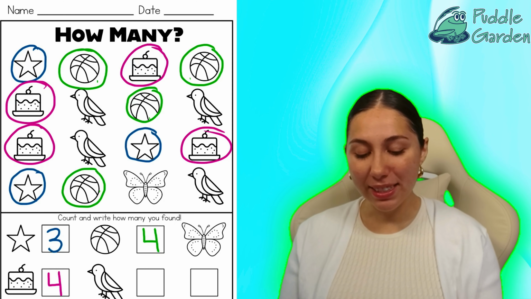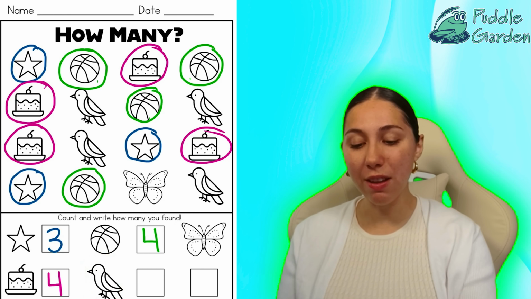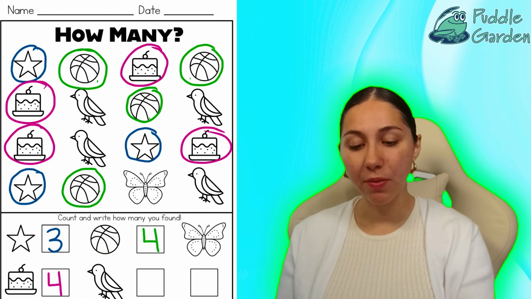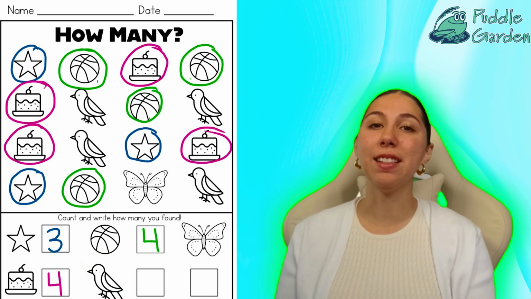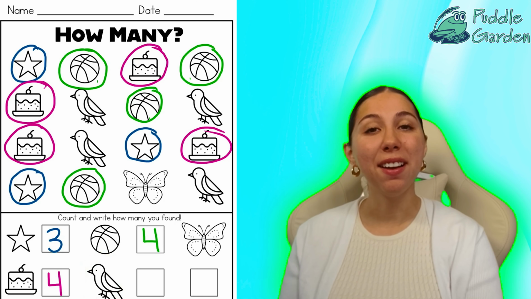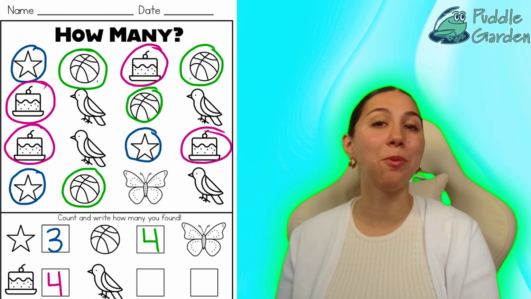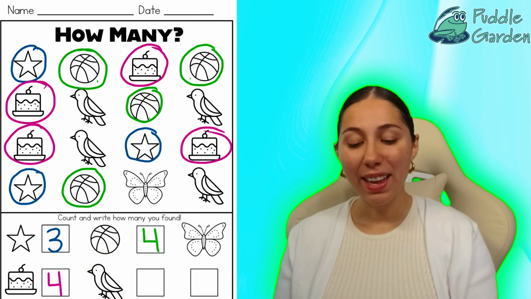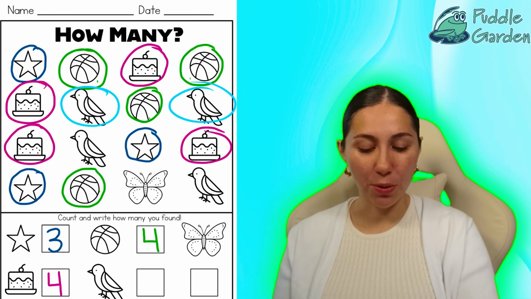All right, next up is our bird. Next up, we're looking for birds. So let's go ahead and find our birds. Do we have any birds in the top row? No, looks like we don't have any birds there. What about in our second row? Yes, we have 2. We have 1, 2.